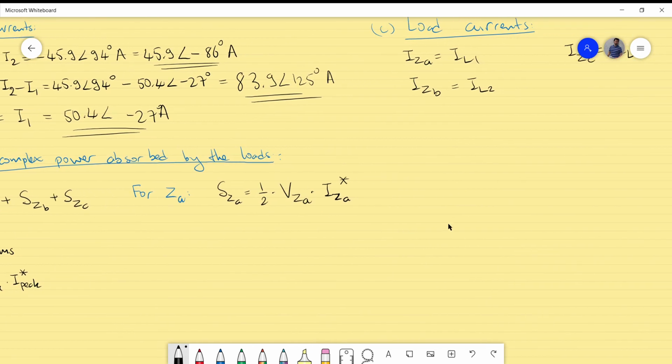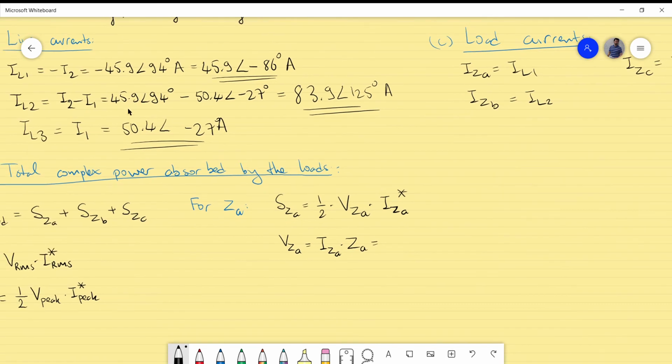First, let's calculate that. VZ of A is equal to IZ of A times Z of A. I already know IZ of A because it is just IL1. If I now substitute the values, I will have 45.9 with phase minus 68 degrees, times the value of ZA, which is just a resistor, so pure ohmic, 4 ohms with 0 phase orientation.